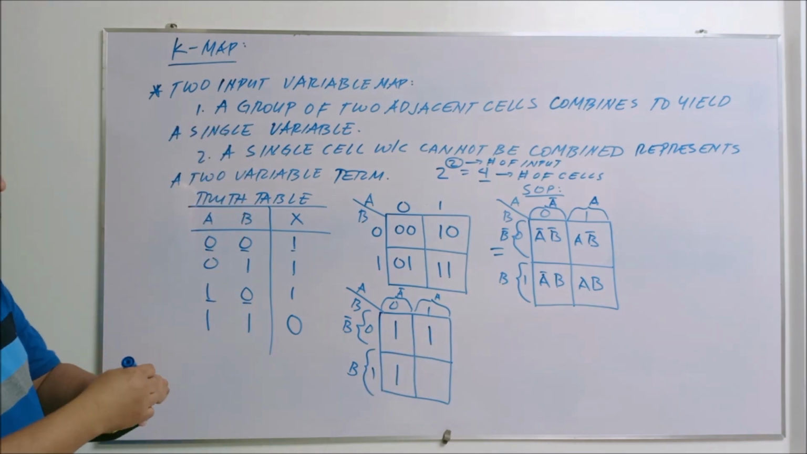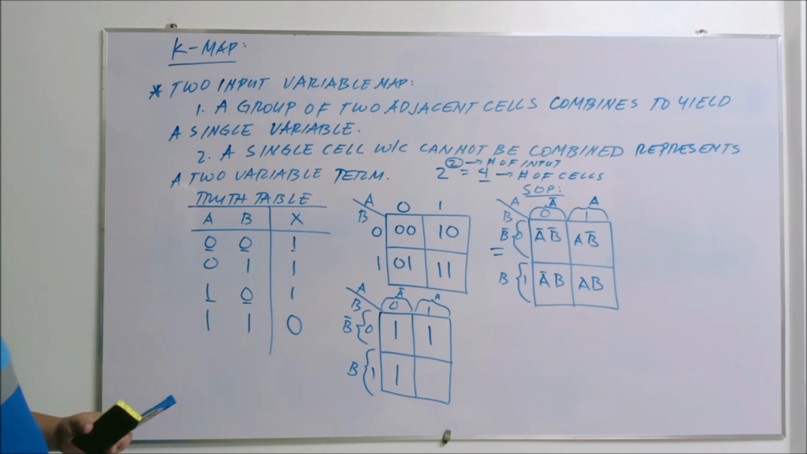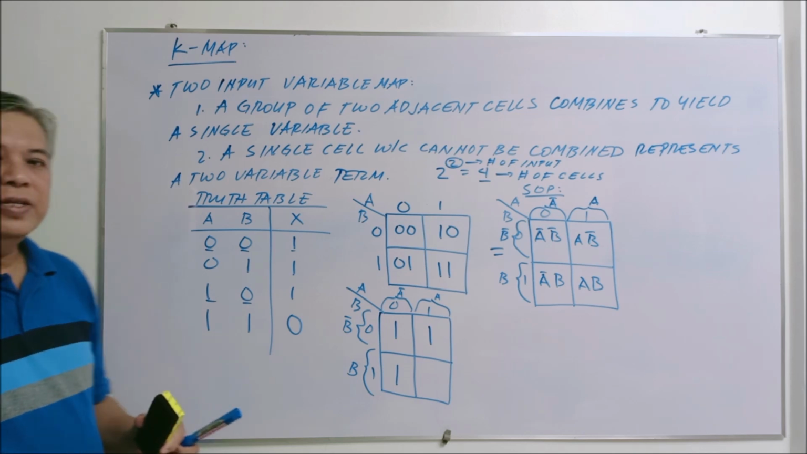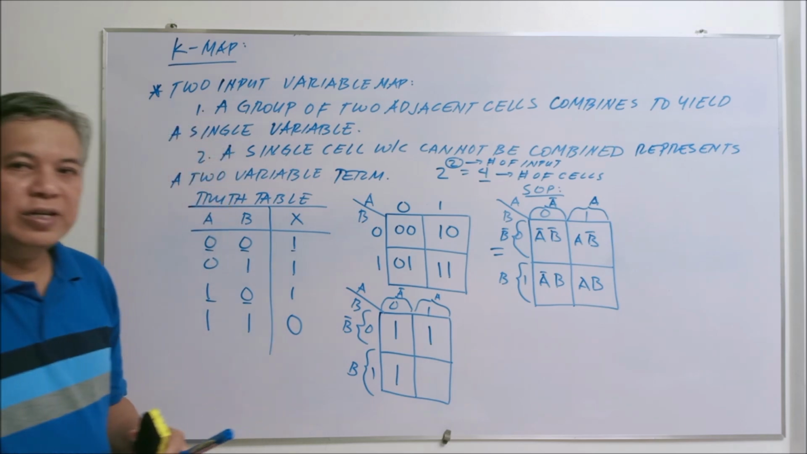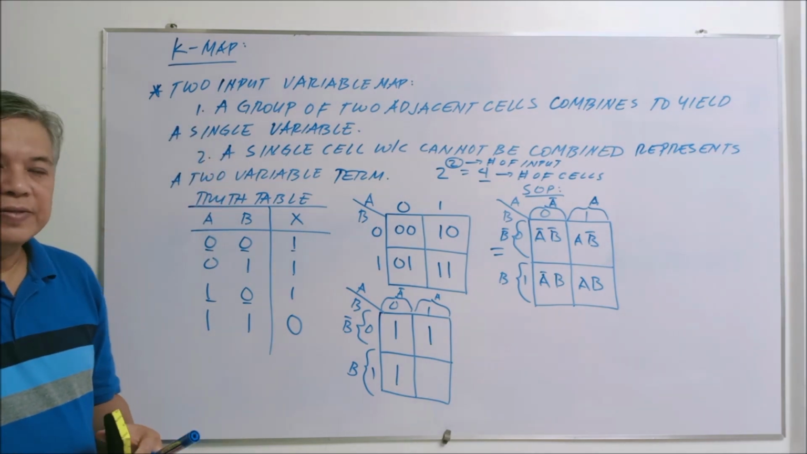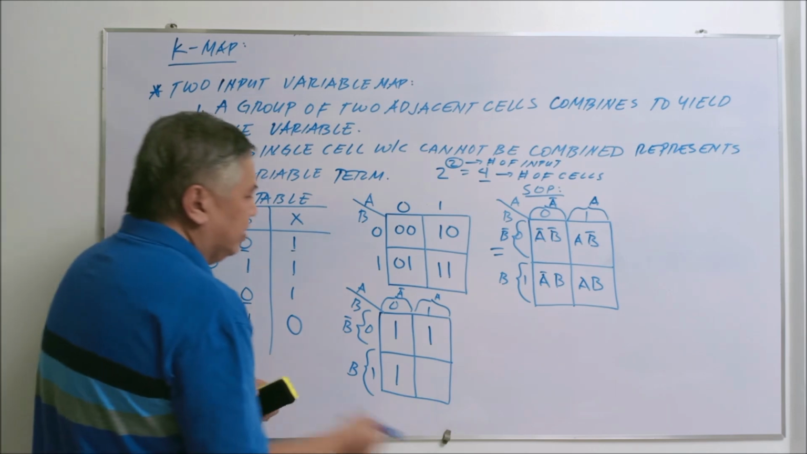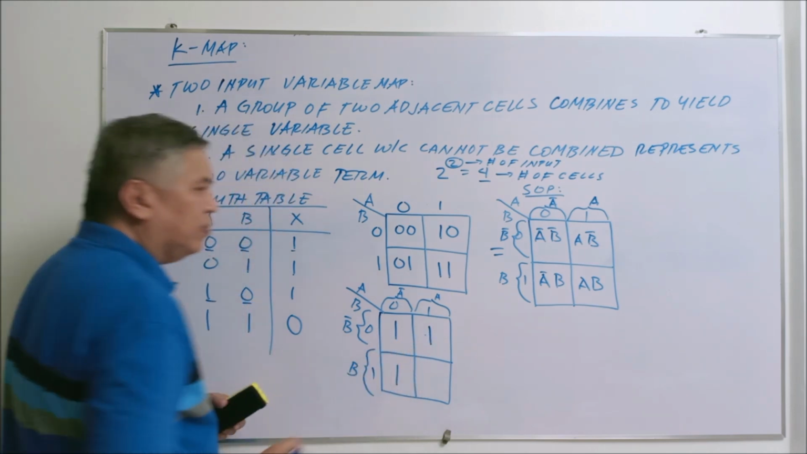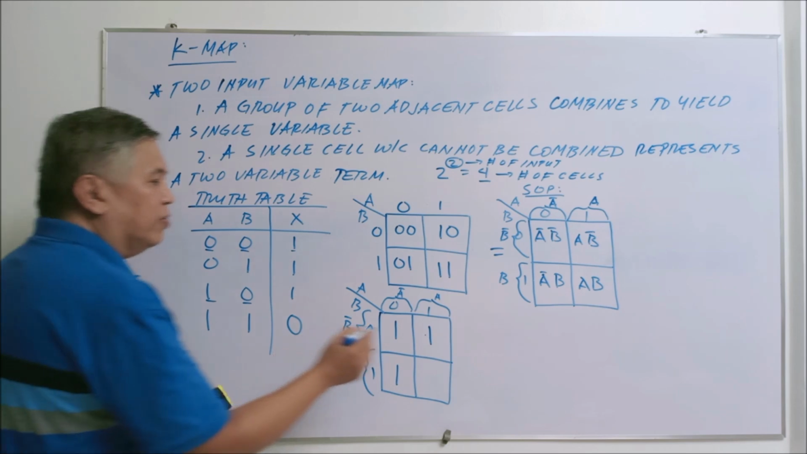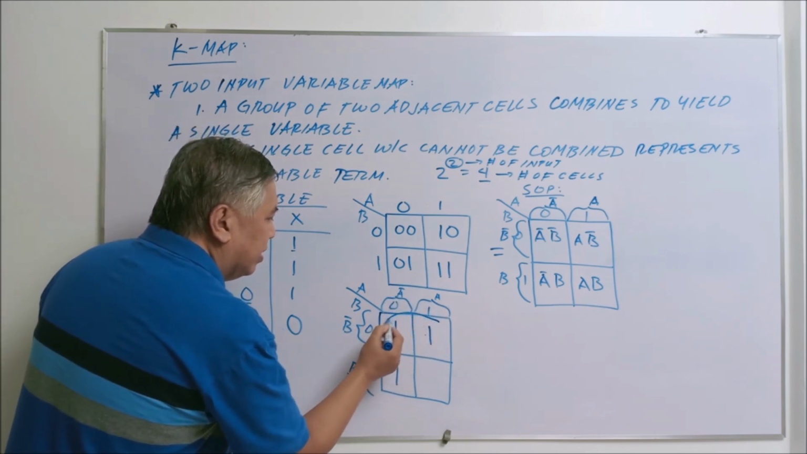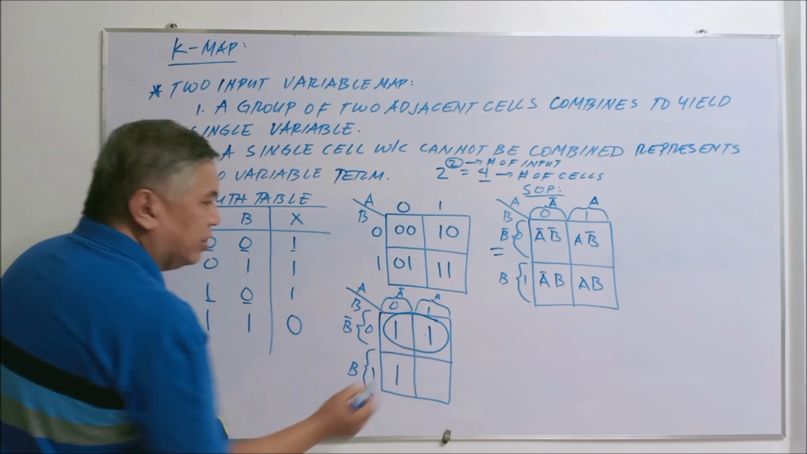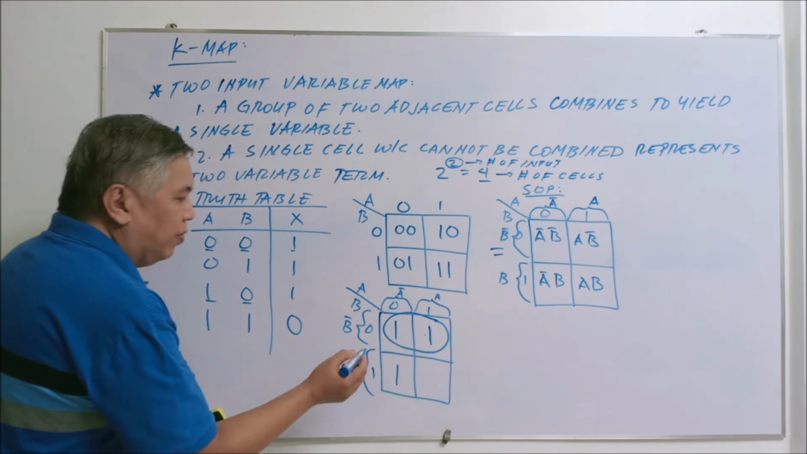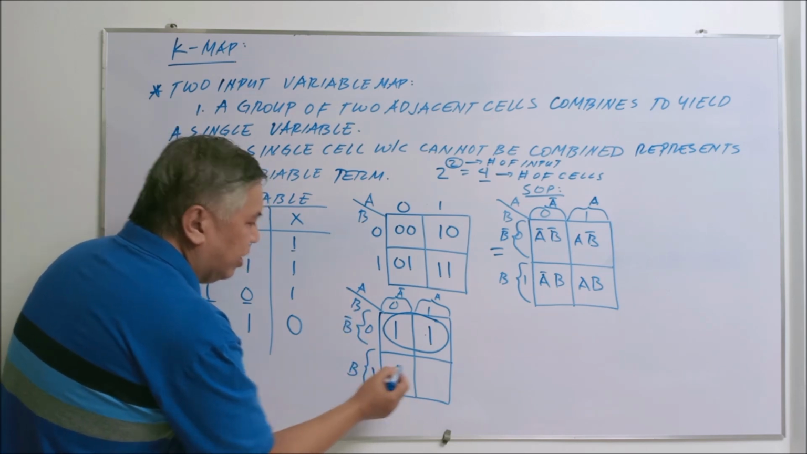Okay? Then according to our rule, a group of two adjacent cells combines to yield a single variable. So what particular cells here are adjacent? This one here and this one here are what we call adjacent sets. So we can combine them into one group. This cell here and this cell are not adjacent. Now, what is remaining is this particular cell.